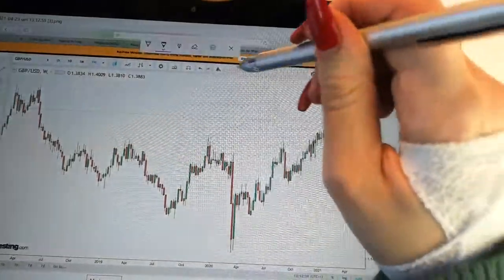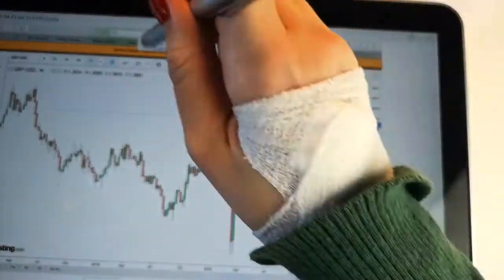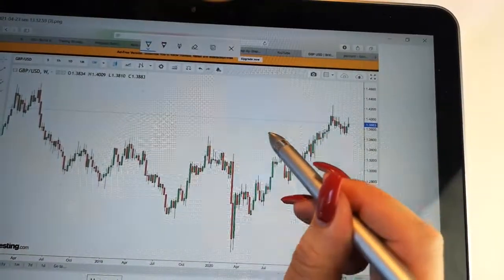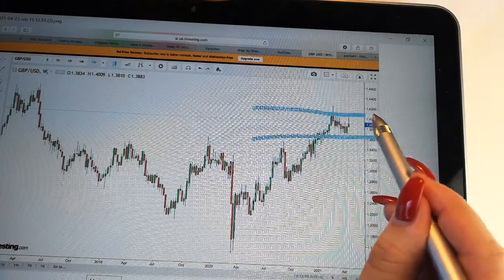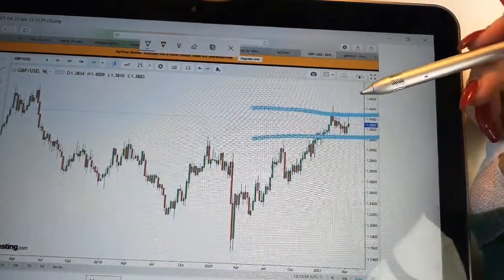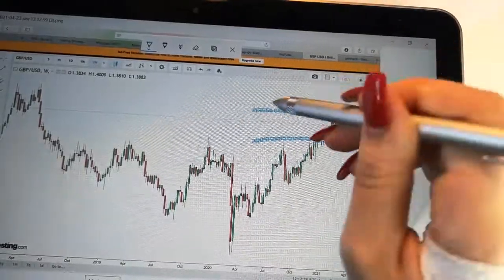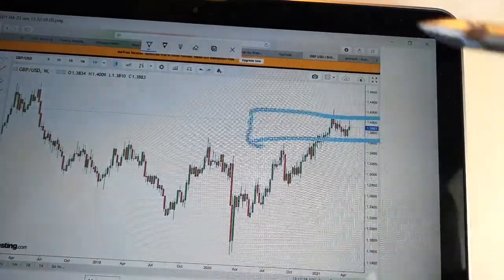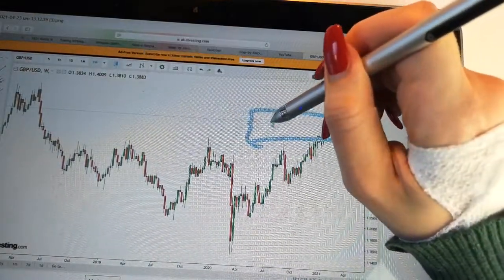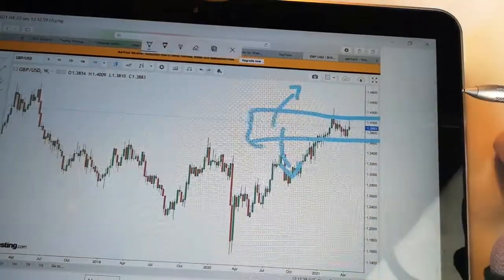Now, I see a very important chart pattern, which is this rectangle here. And rectangle means it's a ranging market. People go up and down, up and down. They're basically moving between this range here. And usually, we now expect a breakout to this side or to this side.